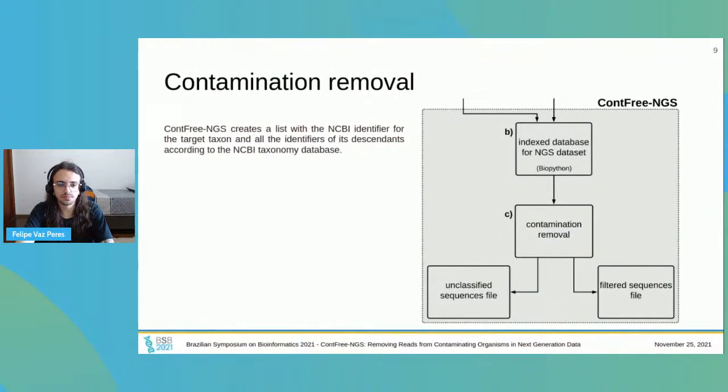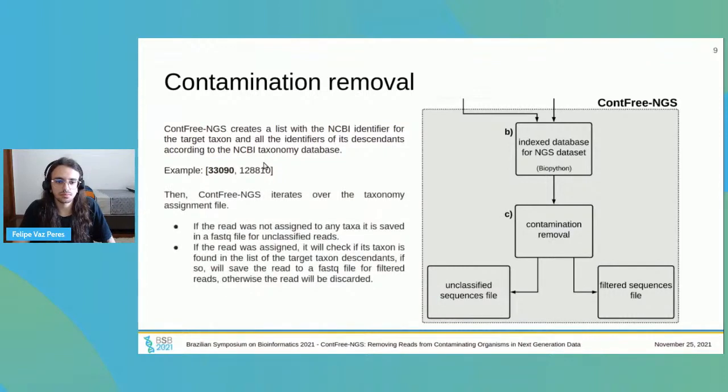And finally, in the contamination removal, Control-NGS creates a list with the NCBI identifier for the target taxon and all the identifiers of its descendants according to the NCBI taxonomic database. So, for example, in this step, Control-NGS creates a list with the identifier of the target taxon. So if Viridiplantae is the target taxon, that is the ID, and all its descendants, I mean all the descendants of Viridiplantae, are included in this list. So this ID is from sugarcane.